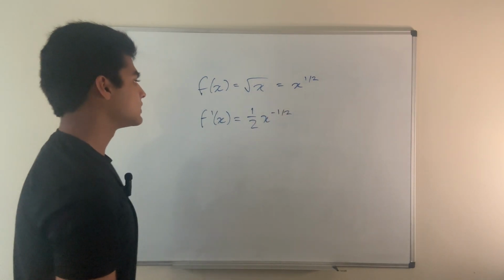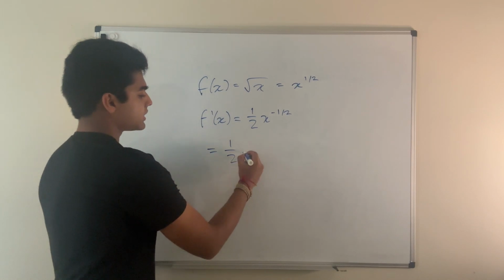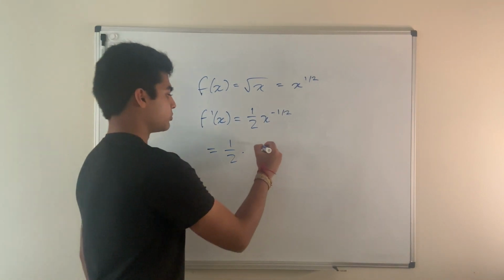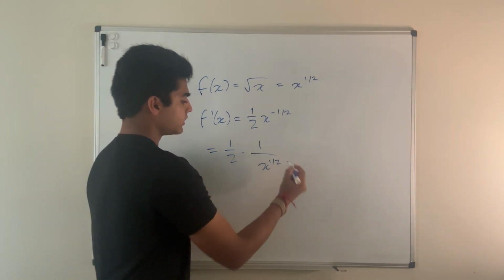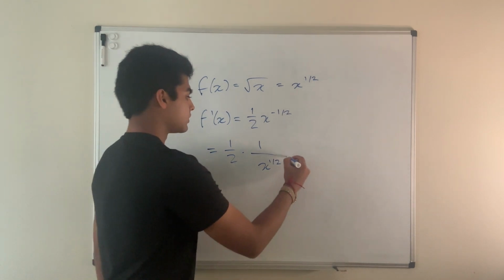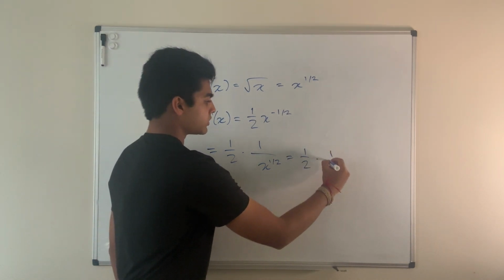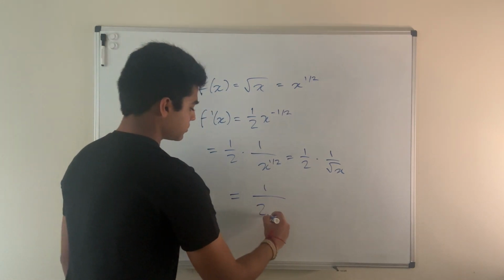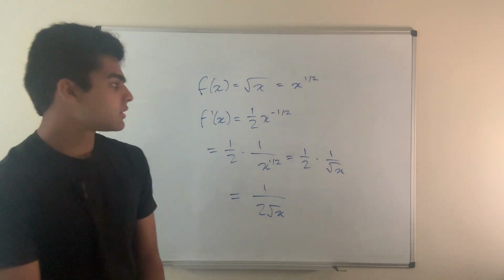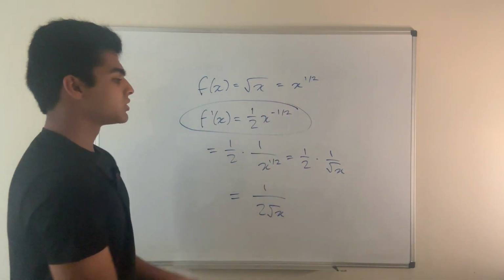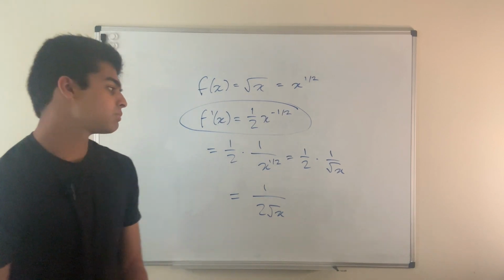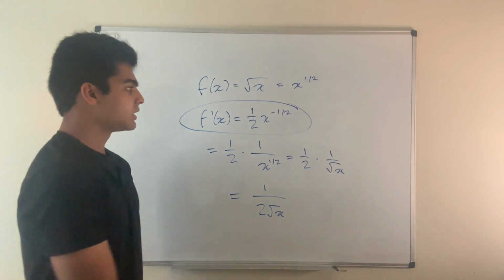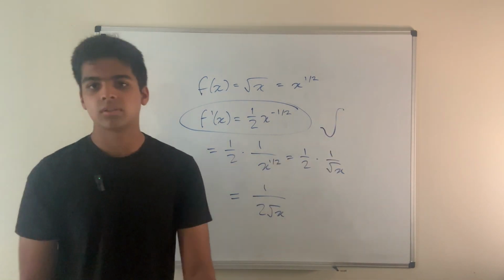And often a lot of people write this as 1/2 times, because if you have a negative exponent, that just brings it down. So it would be 1 over x to the 1/2, and x to the 1/2 is just square root x. So 1/2 times 1 over square root x, and you can just multiply these two together to get 1 over 2 square root x. You don't have to do all that. This is a perfectly acceptable answer, but if you just want to put it back into radical form, then that's how you would do it. But this is a perfectly acceptable answer.